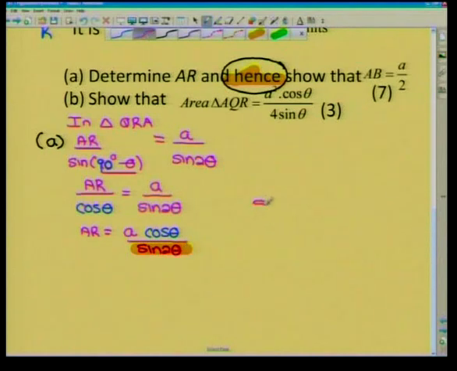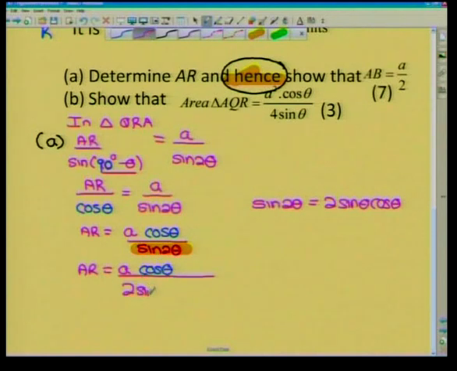and the good news is yes, we can. We can see there we've got sine 2 theta, and we know that sine 2 theta is equal to 2 sine theta cos theta from our double angle formulas. So we have got AR equals A, this is still the cos theta from here, over 2 sine theta cos theta. And we can see that that divides into that, giving me A over 2 sine theta. All right, good, we've got AR, and now there's a hence part.